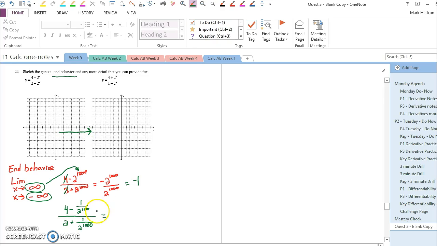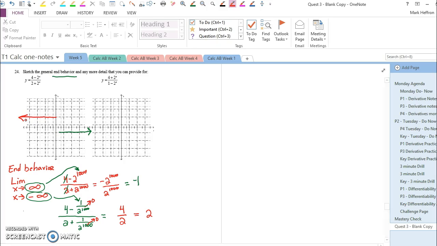Now we also need to look at when we approach negative infinity, or -1,000. And so the -1,000 turns this second fraction into the denominator, making it tiny. Both of those are going to 0, so I'm really looking at 4/2, which is 2. So as x approaches negative infinity, I have a horizontal asymptote at 2. So the behavior is looking something like this.